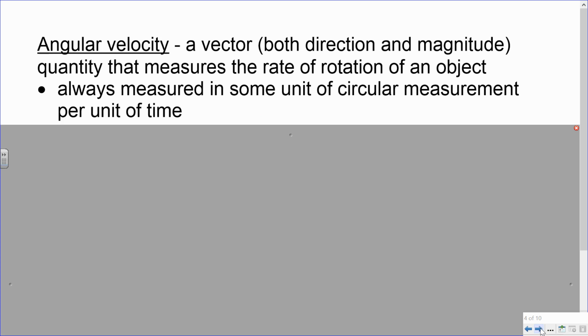Angular velocity is how fast something is spinning, how fast it is rotating. It is technically a vector, so it has direction and magnitude, but we're going to be talking about measuring it in some unit of circular measurement per time. So we may say revolutions per minute, second, year, whatever. We may say rotations per. We may say radians for how far we're spinning around, or we may say degrees.